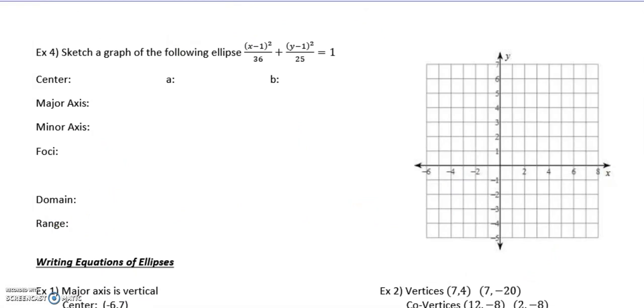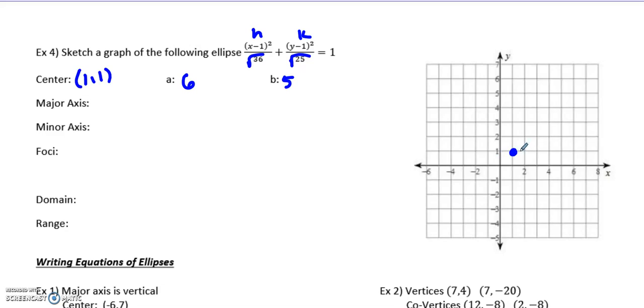So the last one, I'll run through at a pretty decent pace because everything's about the same on this one. I have 8, k for my center. Here we go, 1, 1. The a value is the square root of that, which is 6. B value is the square root of that, which is 5. That is actually enough information to go ahead and graph my ellipse.